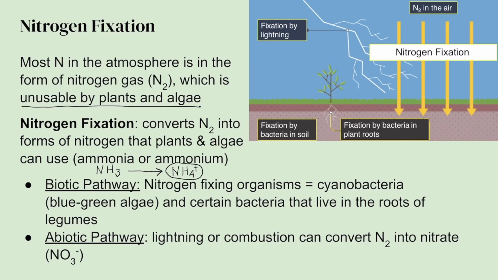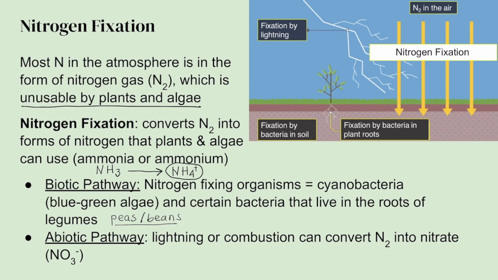This can be done through a biotic pathway, a pathway related to living organisms, or an abiotic pathway, which has to do not with living organisms. In the biotic pathway, we have nitrogen-fixing organisms, which are cyanobacteria, a type of blue-green algae, and certain bacteria that live in the roots of legumes. Legumes are peas and beans. When we do our eco-columns, we're going to be planting peas and beans in order to provide some nitrogen into that ecosystem.